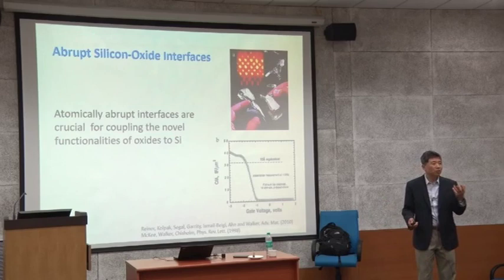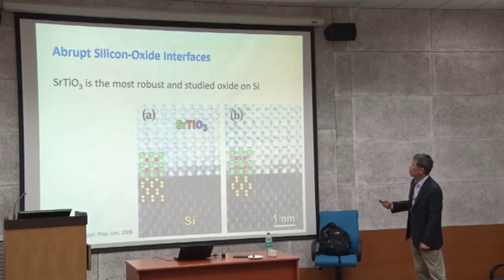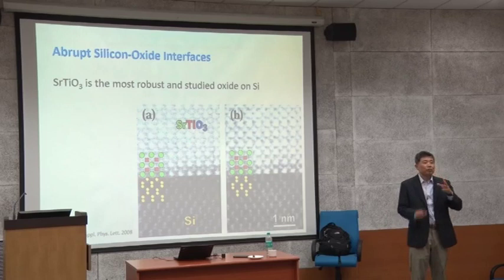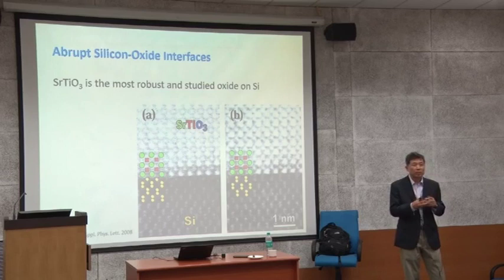So, silicon dielectrics are more robust than strontium oxide on silicon. If you look at the interfacial region, you have silicon, and the first layer has to be strontium. So the first approach is to calculate the thermodynamic stability of this.